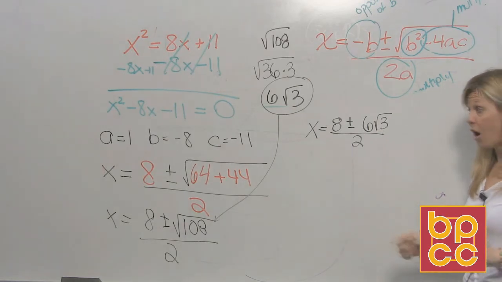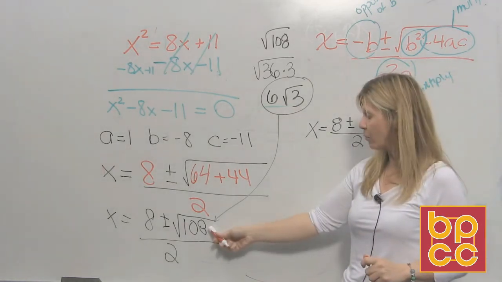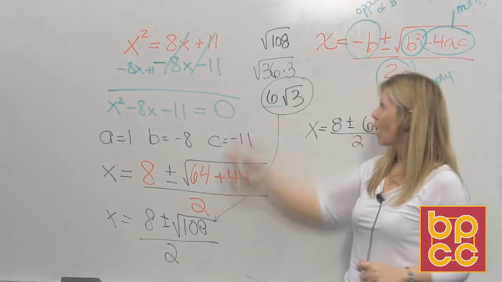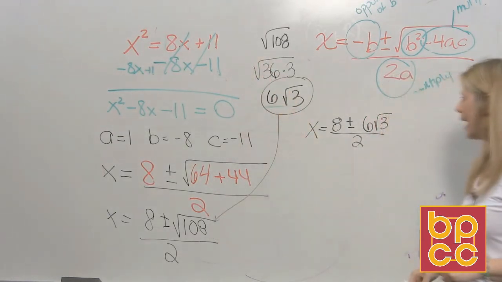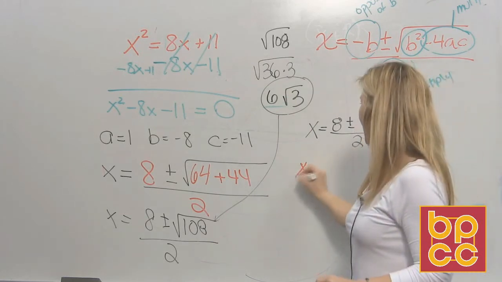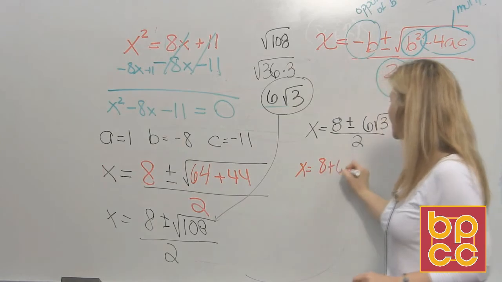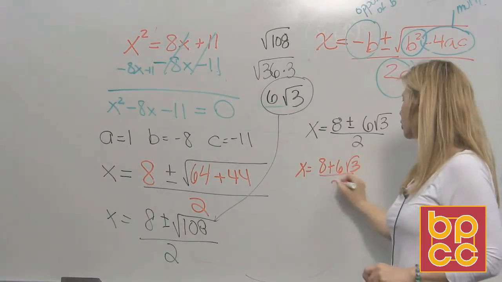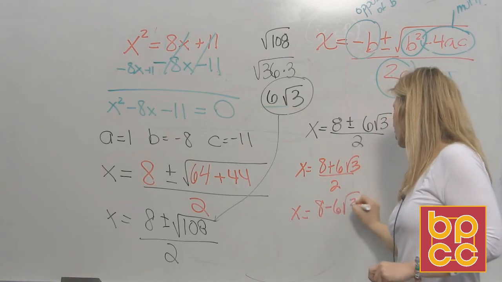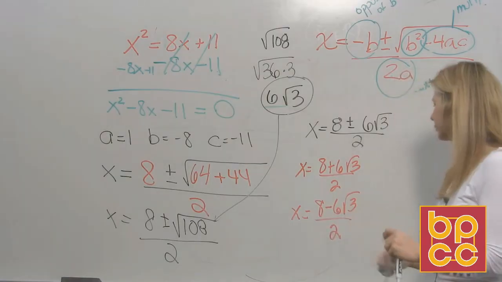You with me so far? So just like you learned, if you have a root, it has to be reduced, broken down. Because that's not a perfect square, we had to do our work. Now, this plus and minus means there's 2 solutions. So this is really x equals 8 plus 6 square roots of 3 over 2, and x equals 8 minus 6 square roots of 3 over 2.